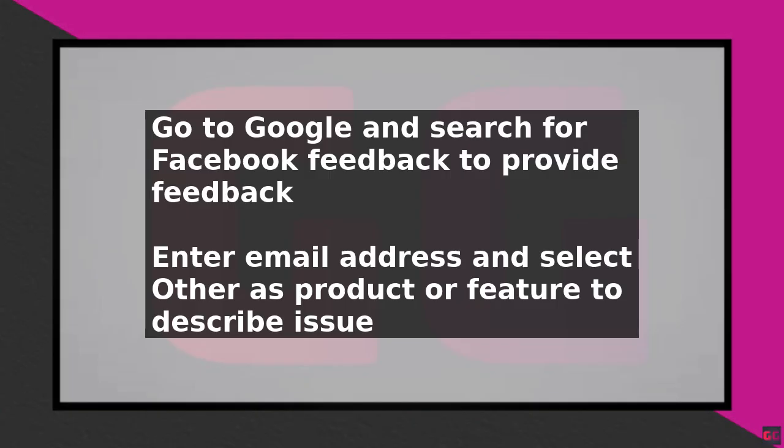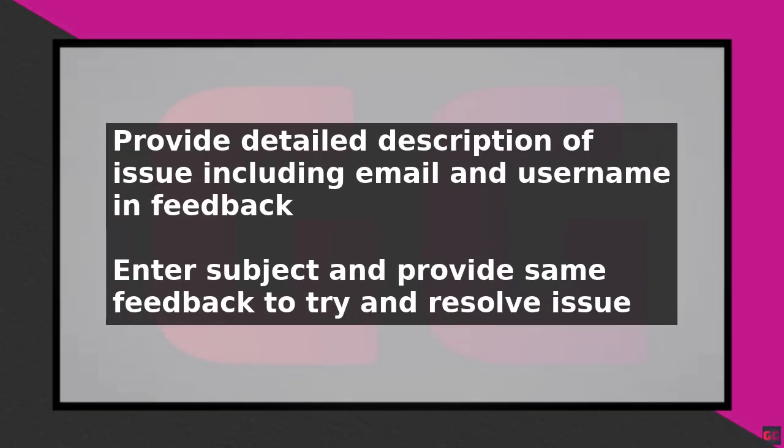Another option is to go to the Facebook feedback page again, but this time click on the second result, which should be a page where you can provide feedback about the Facebook homepage. Enter a subject, such as Facebook account suspended for 180 days, provide your email address. Select a platform, it doesn't matter which one, and enter the same feedback you provided earlier.